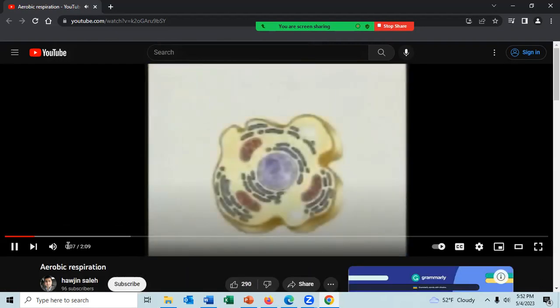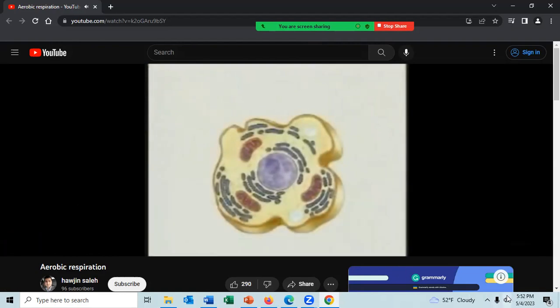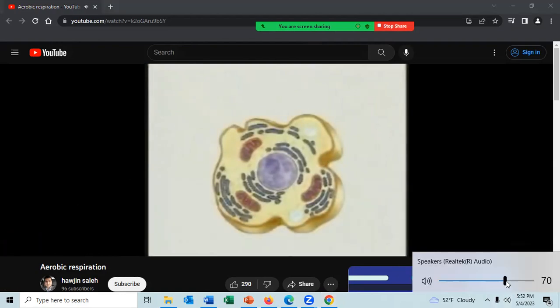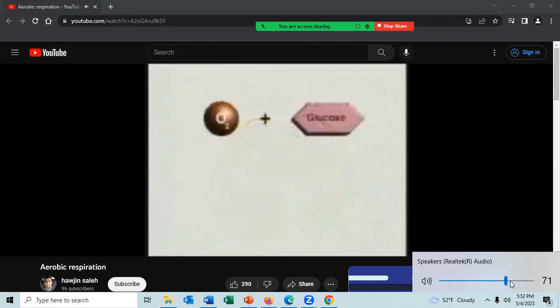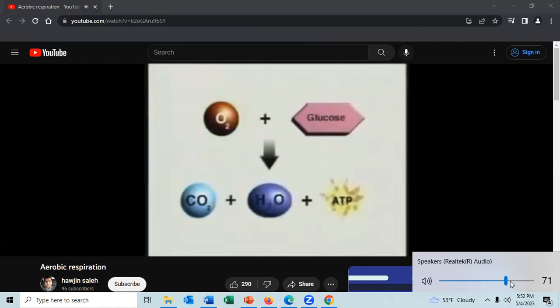All cells need energy to stay alive. Usually your cells get their energy through the process called aerobic respiration. The word aerobic refers to oxygen. In aerobic respiration, oxygen interacts chemically with a molecule of glucose. The glucose is broken down into carbon dioxide and water. This process releases energy, which the cell stores in the chemical bonds of ATP.